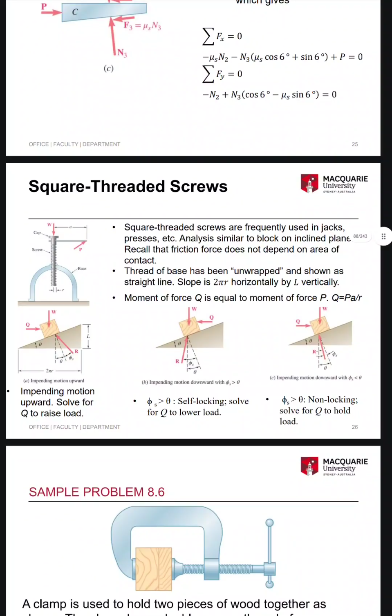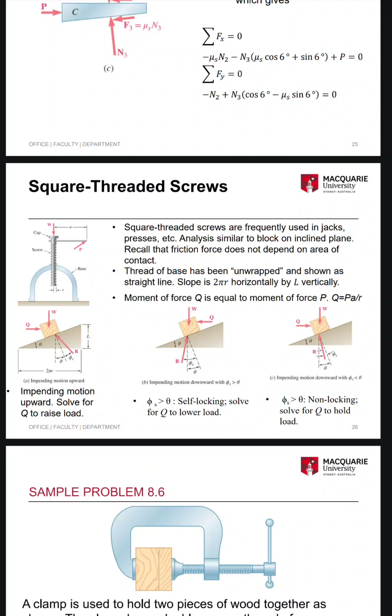Square threaded screws. Square threaded screws are frequently used in jacks, presses, etc. Analysis similar to block on inclined plane. Recall that friction force doesn't depend on area of contact. Thread of base has been unwrapped and shown as straight line. Slope is 2 pi r horizontally by L vertically. Moment of force Q is equal to moment of force P: Qr equals Pa.